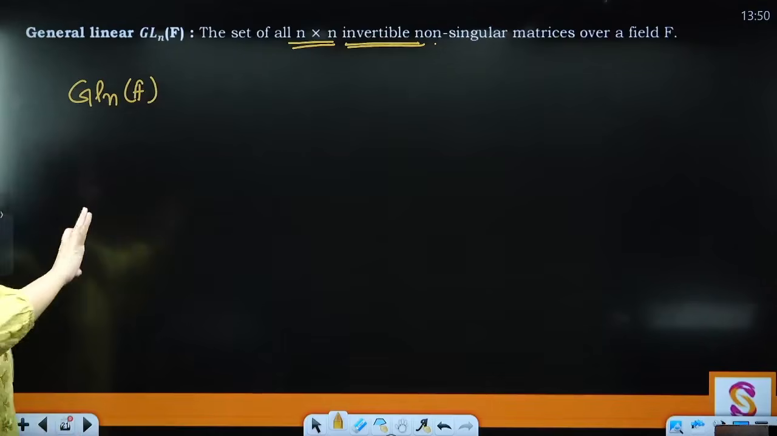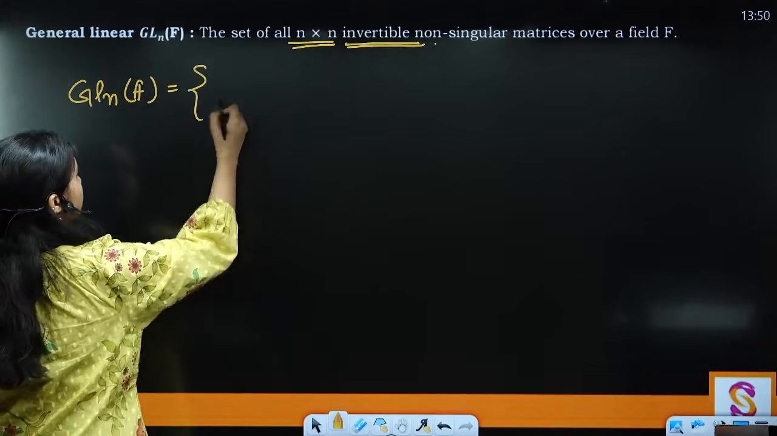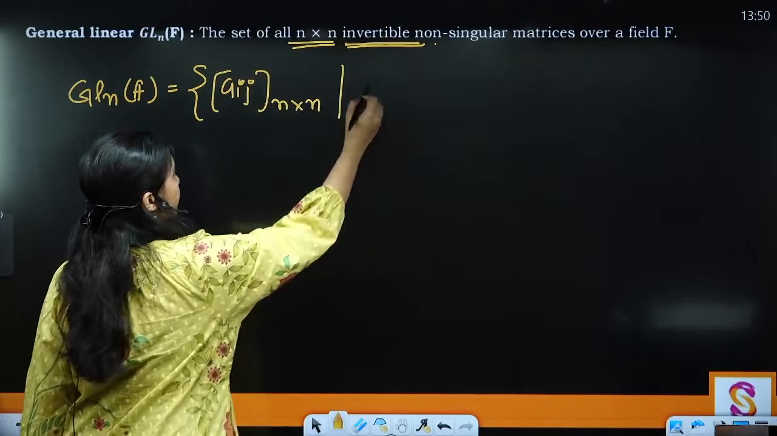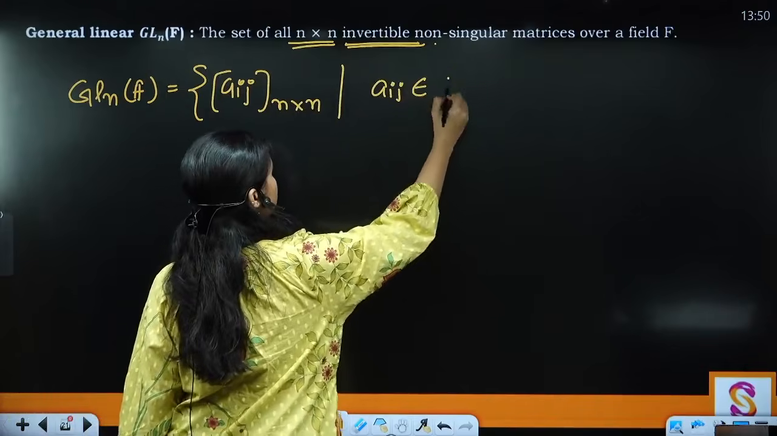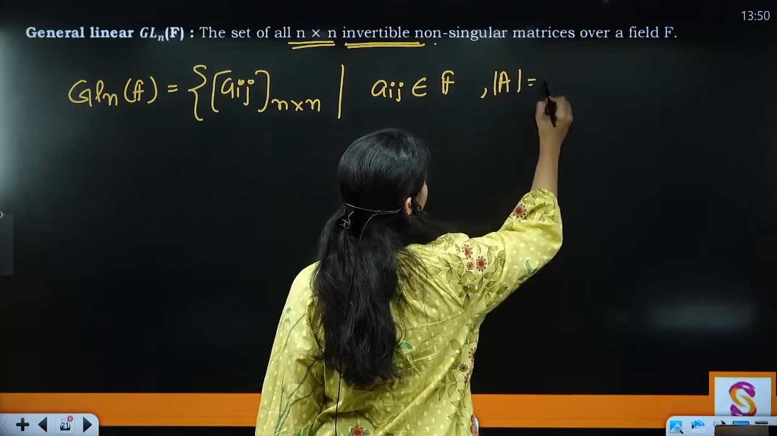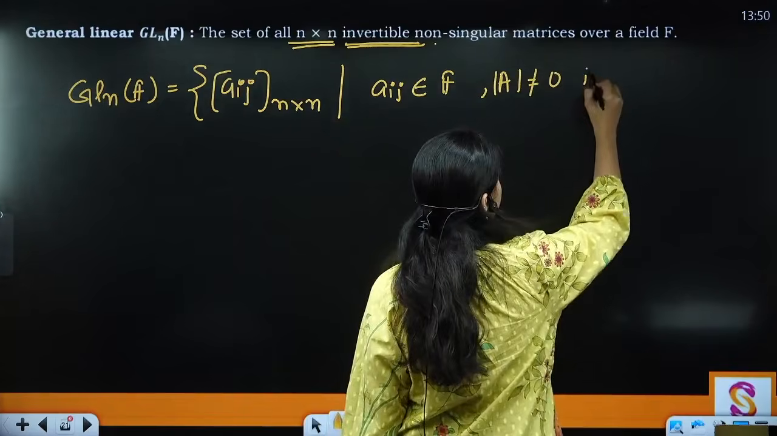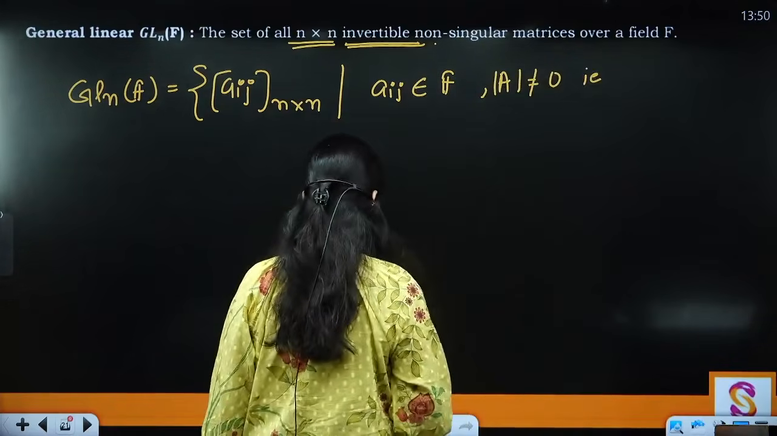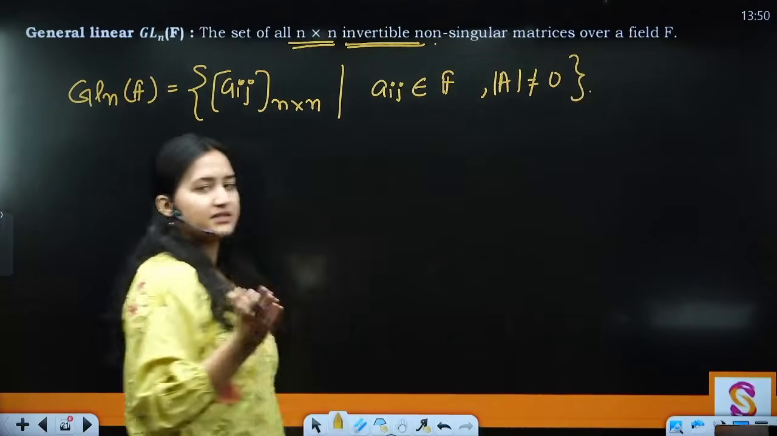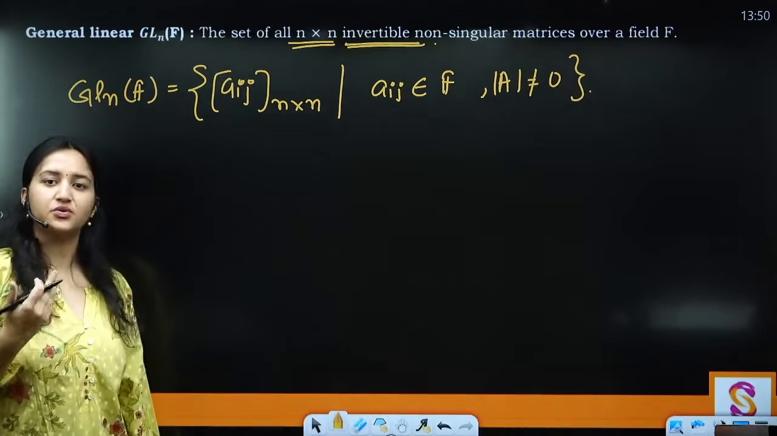F is nothing but the field from which you are taking values for the matrix entries, right? So this is going to be Aij, n cross n, where Aij belongs to the field F and determinant of A is not equal to 0, or we are talking in general terms, so that's enough. Or you can write that A is invertible, or you can write A is non-singular. Clear? Singular matrices are those whose determinant is equal to 0.